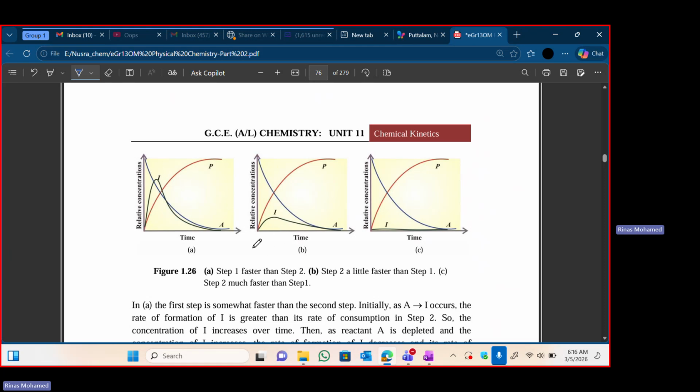According to the second graph, here see that the intermediate concentration is very low, right? A lower amount of intermediate is produced in the first step at initial times. Why? Because the first step is the slower step in this reaction. The second step is faster than that one, so a lower amount of the intermediate is produced. And you can compare this one with graphs A and B, right?